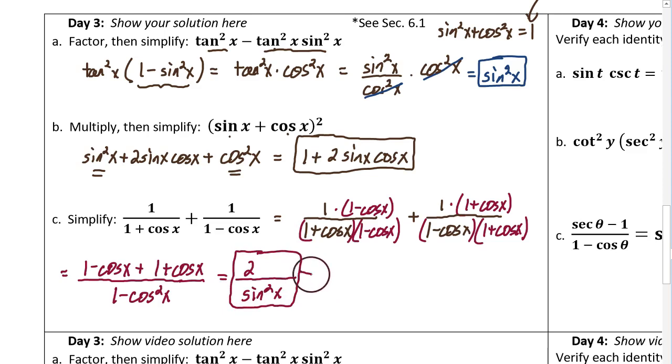Now there is one more step that you could do if you want to. Because the sine squared x is down in the bottom, we know that this is equivalent to 2 times the cosecant squared of x. And that does look a little bit simpler, so you could put that as your last answer, but if you got to this step right here, that would also be a good last answer.